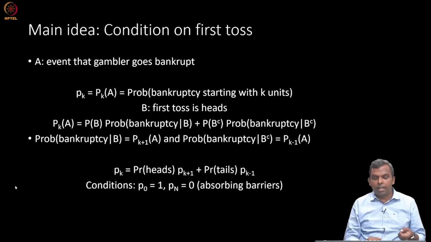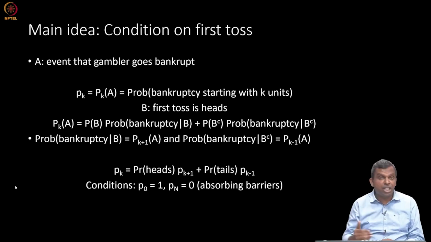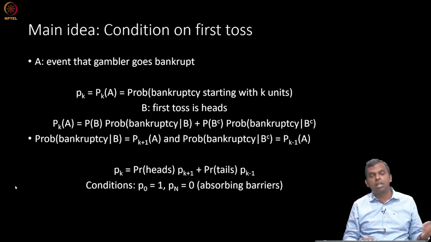Now the crucial point is the next bullet point that I've written here. In this conditional space, given that the first toss became heads, what happens? The first toss is heads. The casino has given 1 unit of money to the gambler. So the gambler now has k plus 1 units of money. Now with k plus 1 units of money, if you play the game, what is the probability he is going to go bankrupt? So that is your conditional space, isn't it? That's the probability of bankruptcy given B.